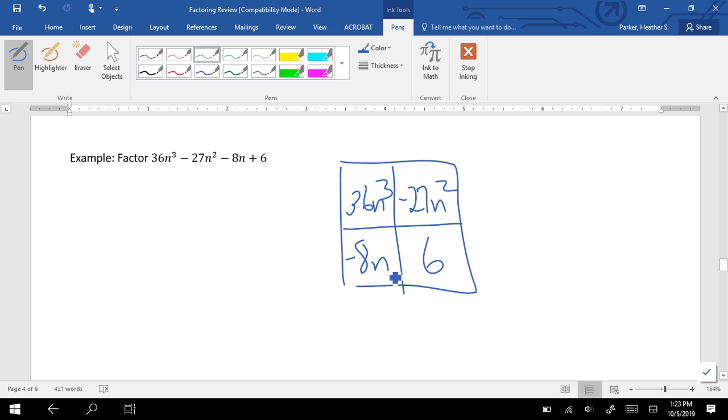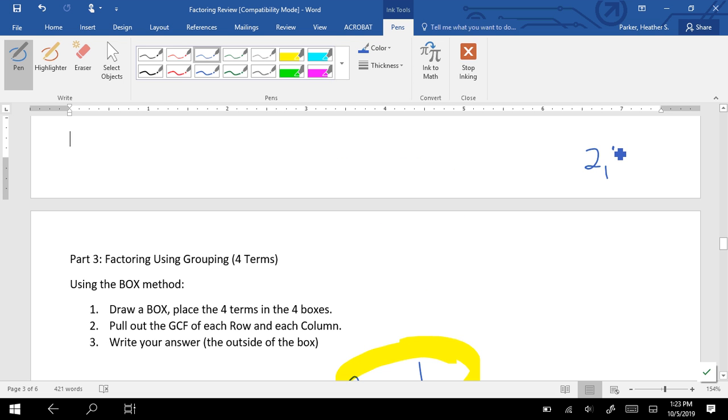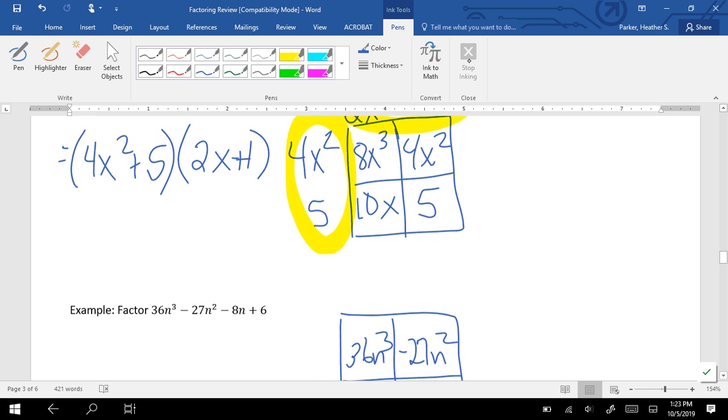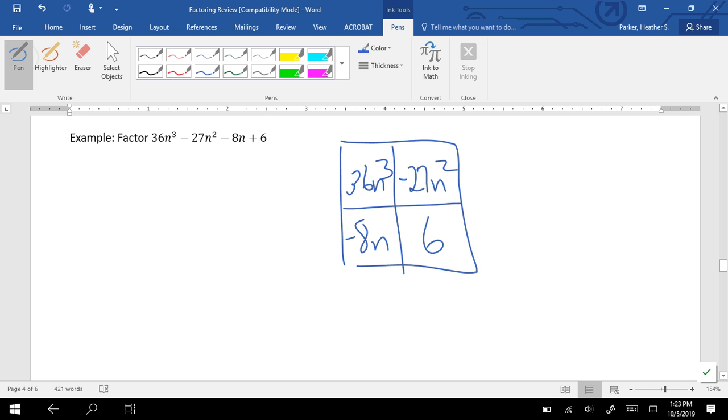So 36 and 8. 8 does not go into 36. So 8 doesn't work. 4 does go into both. Now be careful, because if you use 2 here, it's going to be wrong. It's not going to be the GCF, so it's not going to work right. You have to make sure you're pulling the greatest common factor. So what I do a lot of times is I just look at the factors of 8. So 1, 2, 4, 8. 4 goes into 36, so 4 is the one that I am going to use.